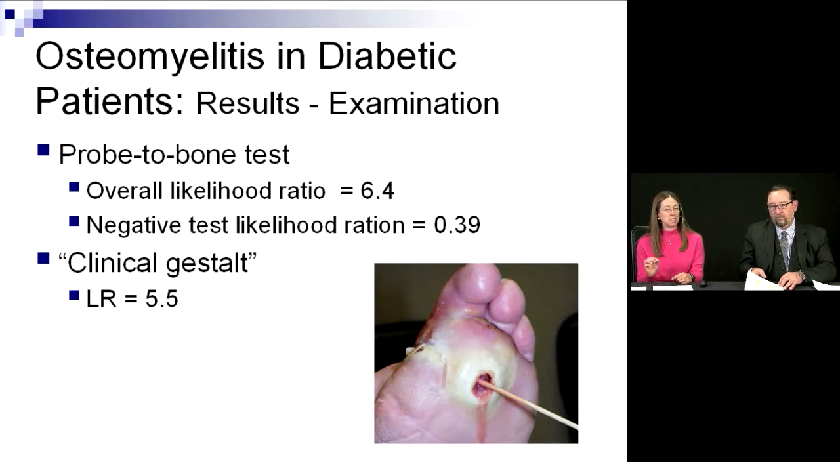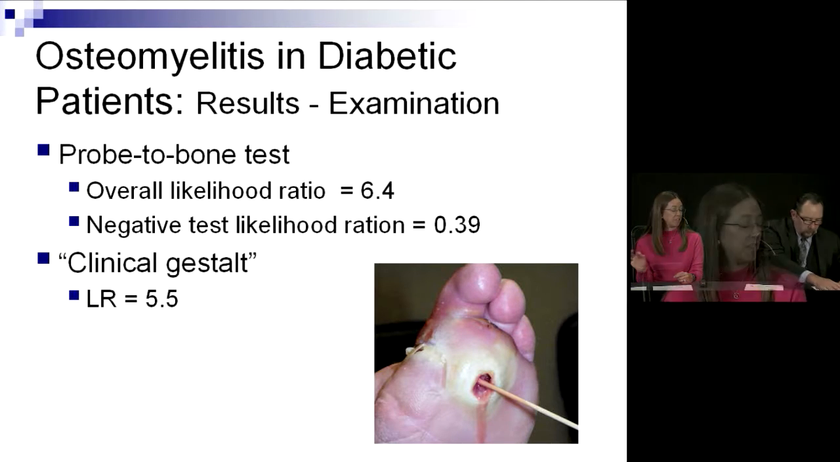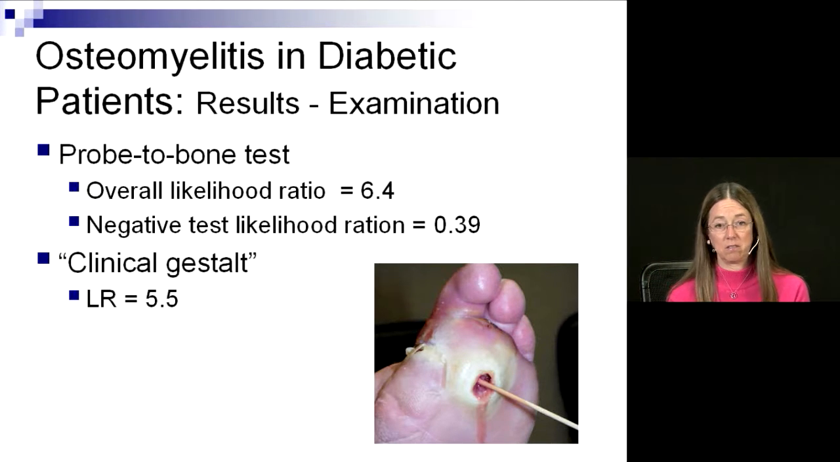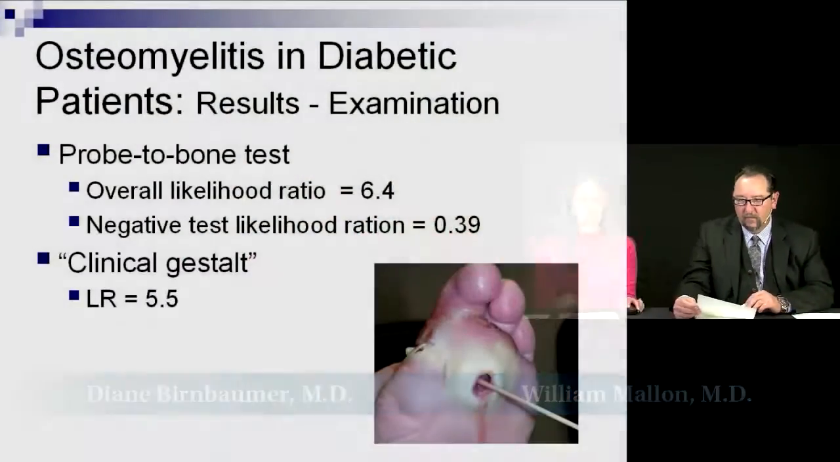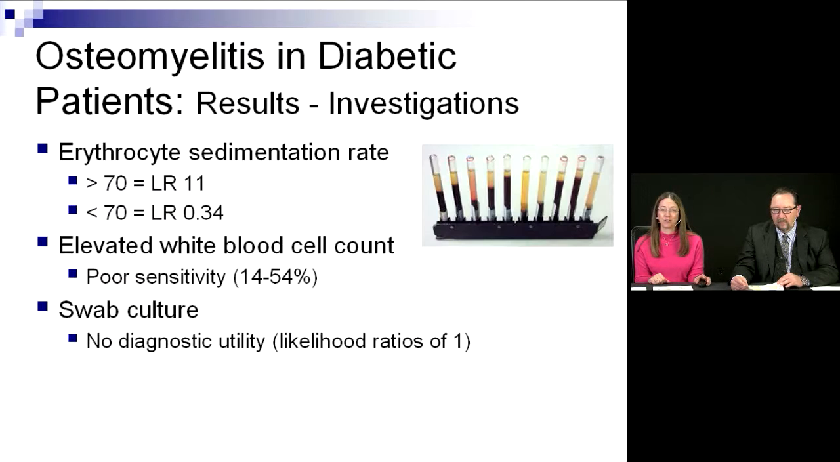Now, probe to bone test, you would think this would be off-scale fabulous. Turns out it's not, but it's still pretty good. The overall likelihood ratio was 6.4. So if you were able to probe to bone, it was in that range of, okay, that's pretty good. A lot of people looked at that paper when it first came out and said there were all kinds of problems with it, but it was, in many ways, common-sense based. Someone had to go and do the numbers, but I think it showed what your common sense would have told you. And I like the clinical Gestalt, because you're given credit for having some clinical Gestalt, and your likelihood ratio is not half bad. It's about 5.5 as far as your clinical Gestalt.